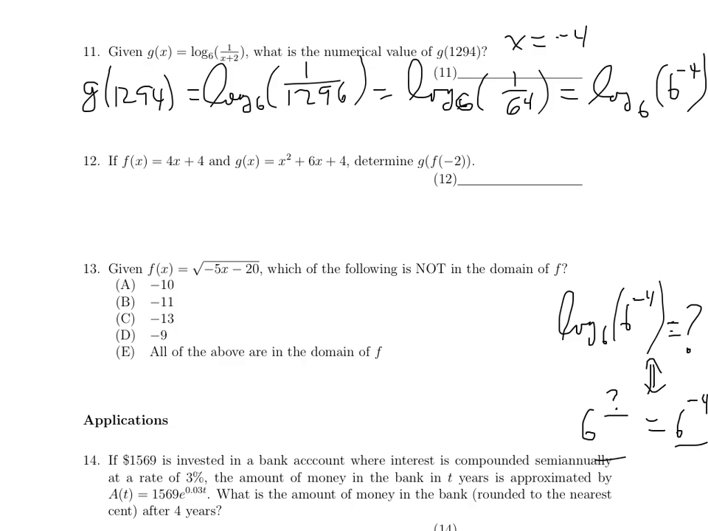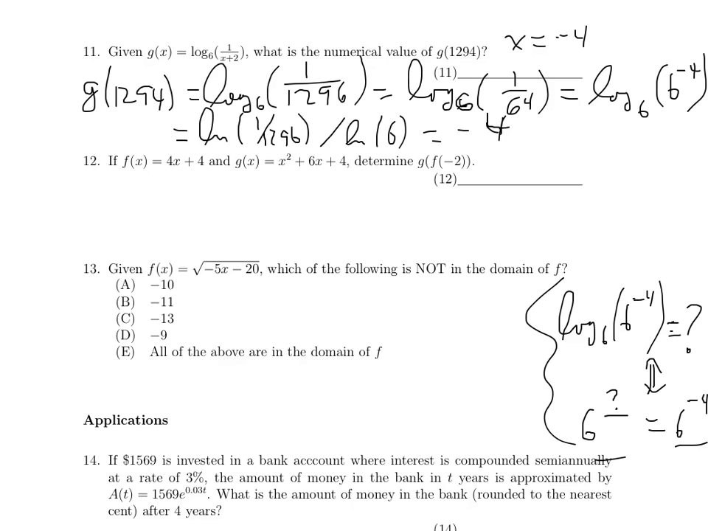If you did this using the change of base formula at any point, even right off the bat here, you could just evaluate this as the natural log of 1 over 1296 divided by natural log of 6. So it's the log of the argument divided by the log of the base. And it turns out that'll be exactly negative 4. So it's easy enough to do in a calculator if it comes out to be an exact number. But if it is an exact number, then you can think about it in terms of just properties of exponents.